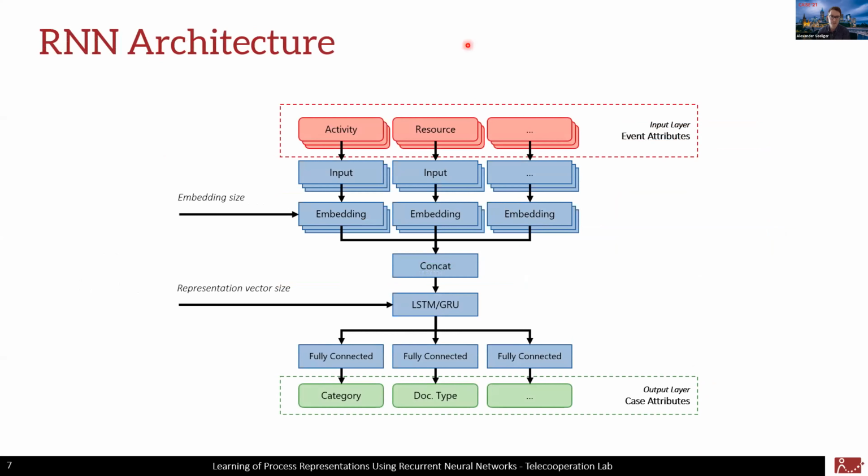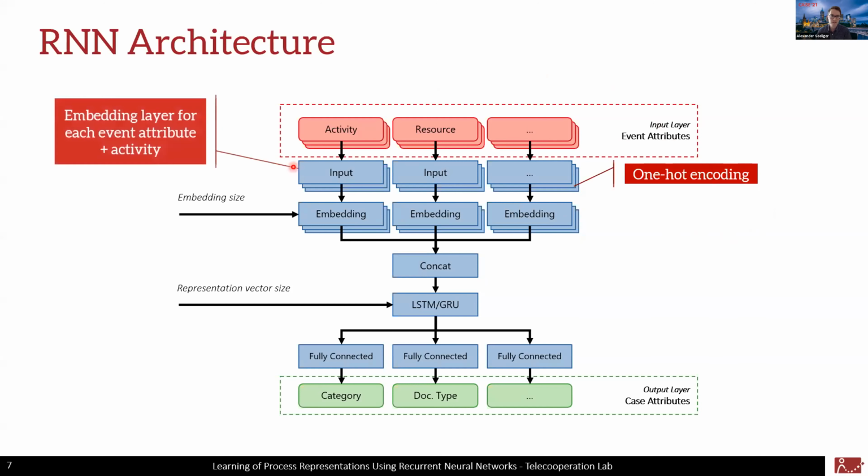You can see on the top side here, this is the input layer of our neural network. And on the bottom side, you see the output layer. The input layer is just the sequence of activities, including the event attributes, and an activity itself can be seen as an event attribute, so to speak. These will then be encoded in a very common way, as a one-hot encoding, which is just a vector of ones and zeros. And then we create an embedding layer for each of the event attributes, which means that we encode those one-hot encodings again into a more compact form. And this compact form can, of course, also be set by size. You can determine if you want a higher or lower vector size for the embedding layer.